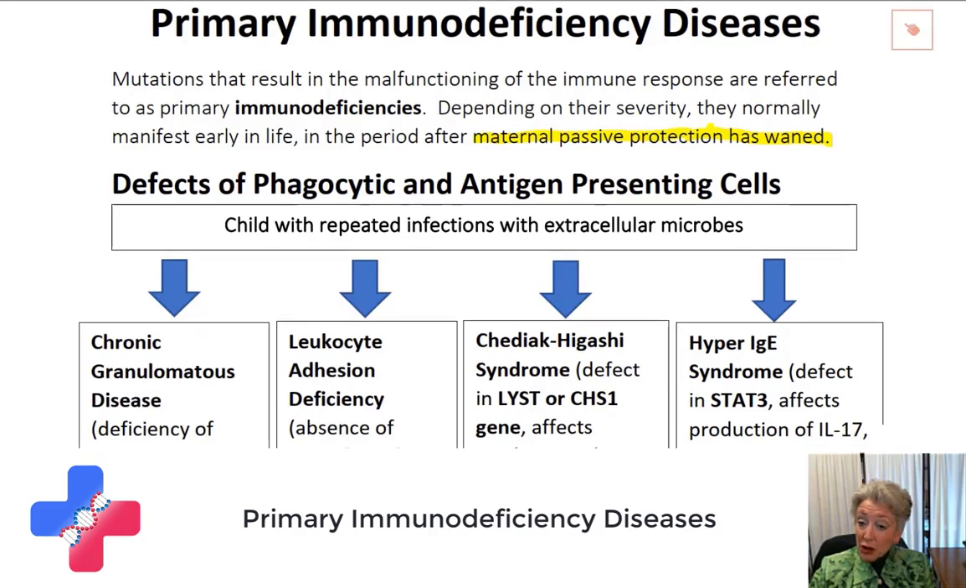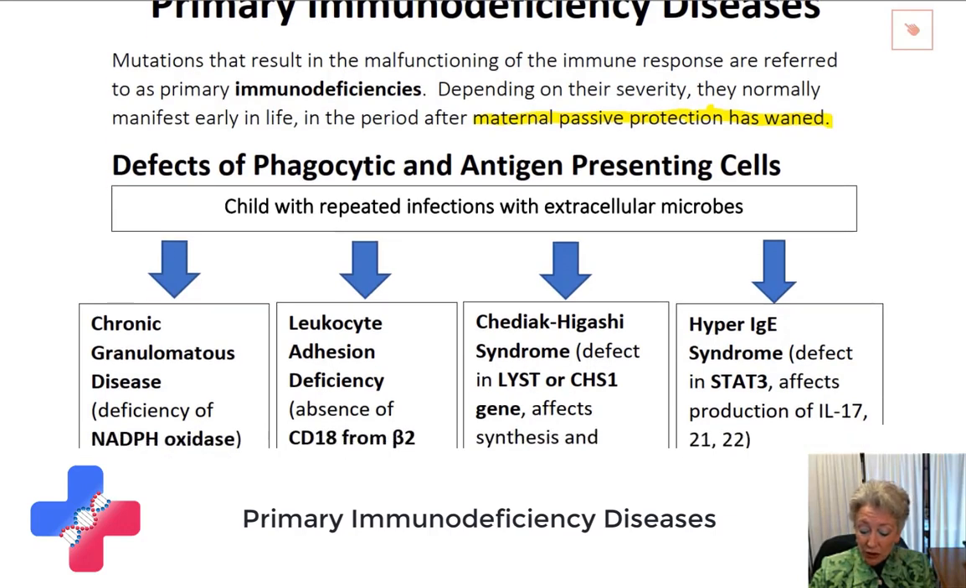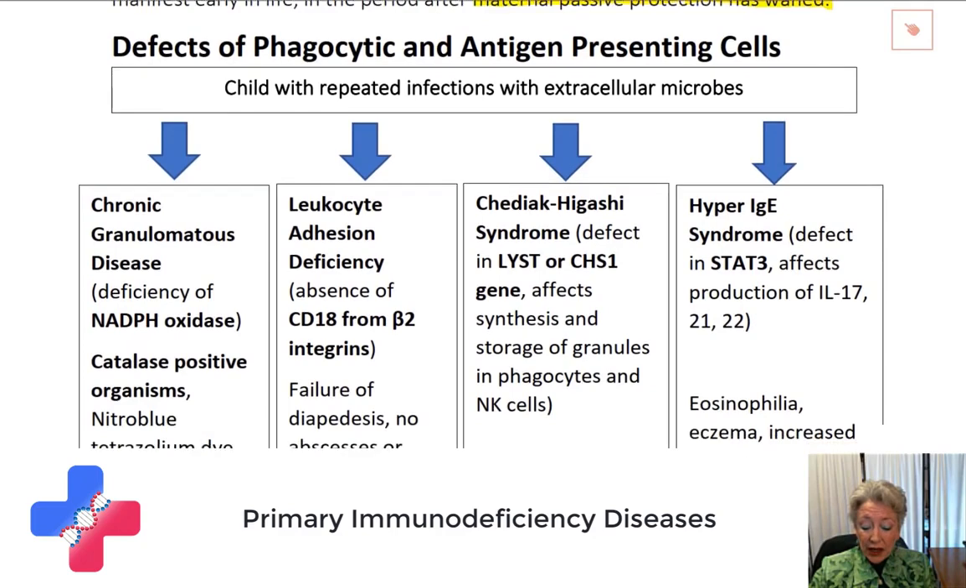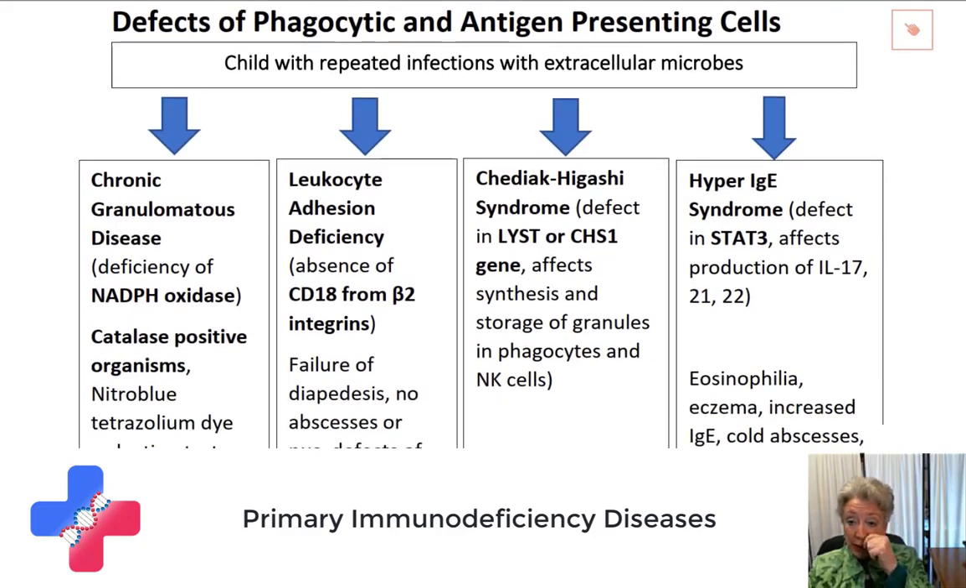So let's start at the top of the nirvana diagram. Let's start with our discussion of defects of phagocytic and antigen presenting cells, because of course you realize if I've got a problem at the top of the diagram, it's going to manifest the whole way down the chain. It's going to start out being a child with repeated infections, usually with extracellular microbes.